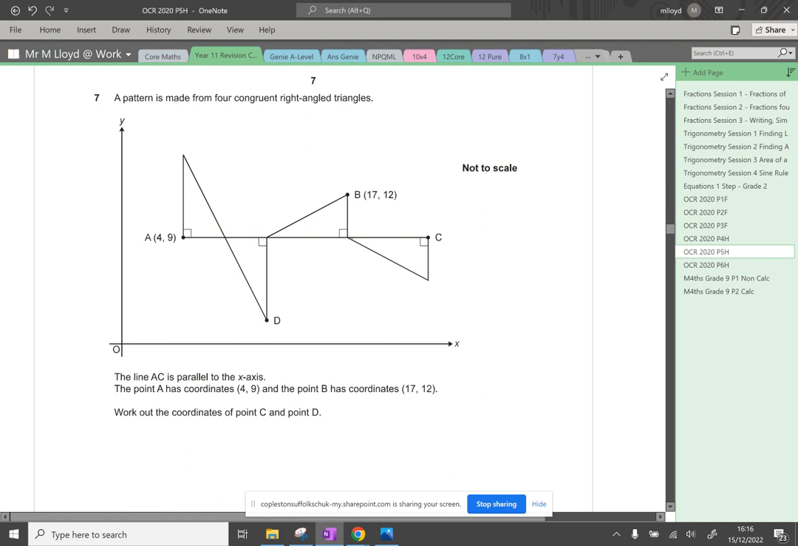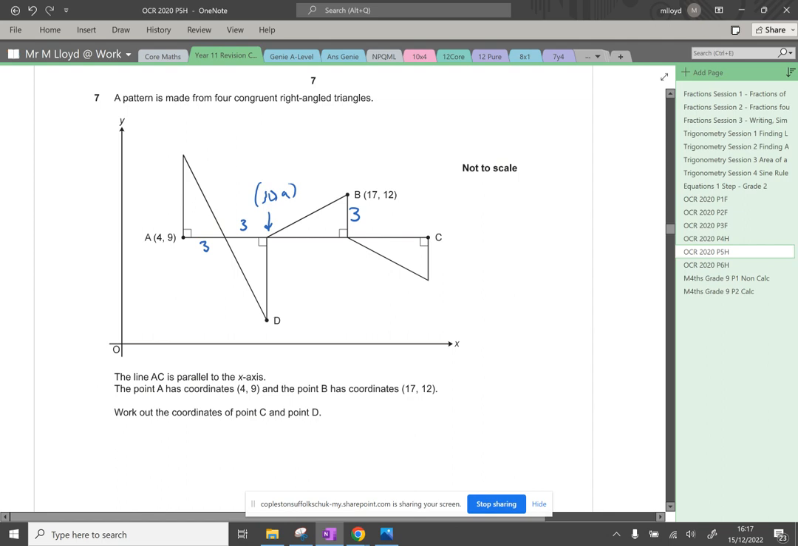So from here to this bit here up to B, that's going to have a y coordinate of 9. So that is a length of 3. Okay, so I'm happy to work that out. That means that this is 3, and we can work out what that exact coordinate is. 4 plus 3 makes 10, so that is 10, 9.